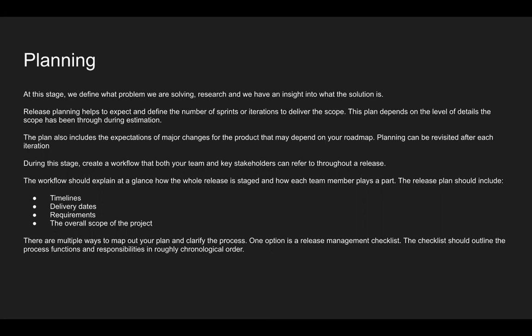Then the next part is that during this part, you need to create a workflow. How are we going to work? How are we going to communicate? How are we going to ensure alignment? So this workflow is going to contain the timelines and delivery dates. Okay, this is the goal. So for me now, I want to launch this product in September. I need this product to be ready by maybe June so that we can have enough time to test.